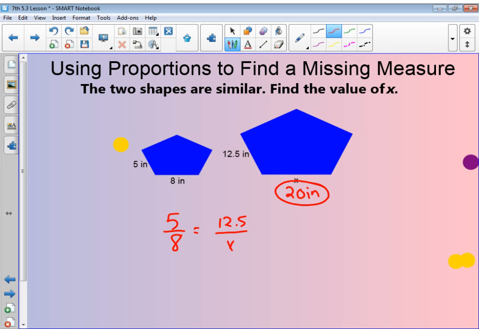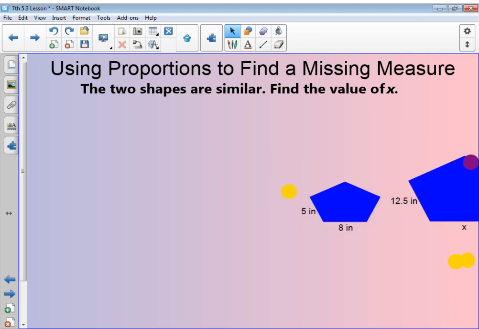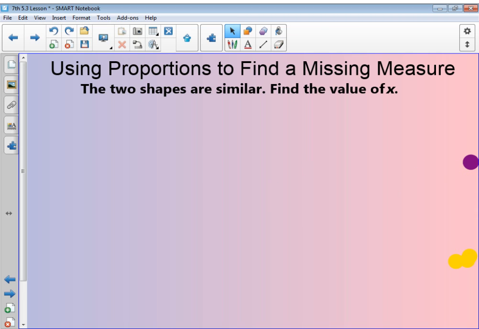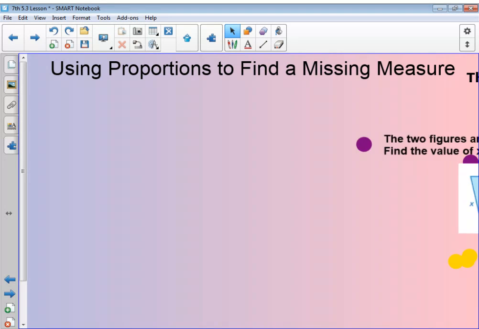You should have gotten x equals 20 inches on this one. Okay, so that's just working with finding missing side lengths on similar figures. Okay, so now we're gonna take it to another level. Still working with similar figures.